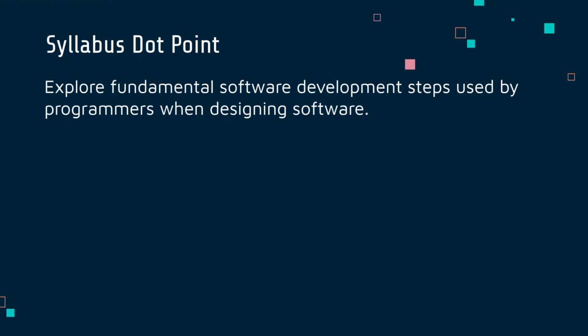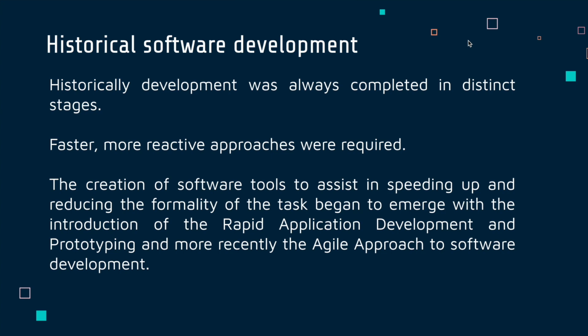So the first syllabus dot point in Programming Fundamentals asks students to explore fundamental software development steps used by programmers when designing software. And why we will explore this in the coming lesson, before we explore these fundamental steps, it's really important to understand the development and the history of software development.